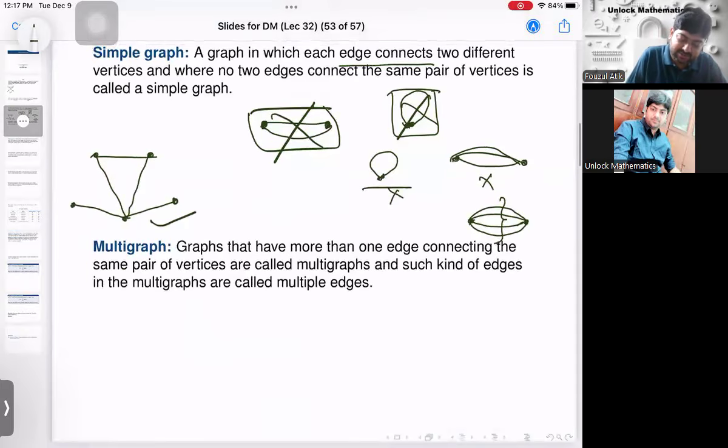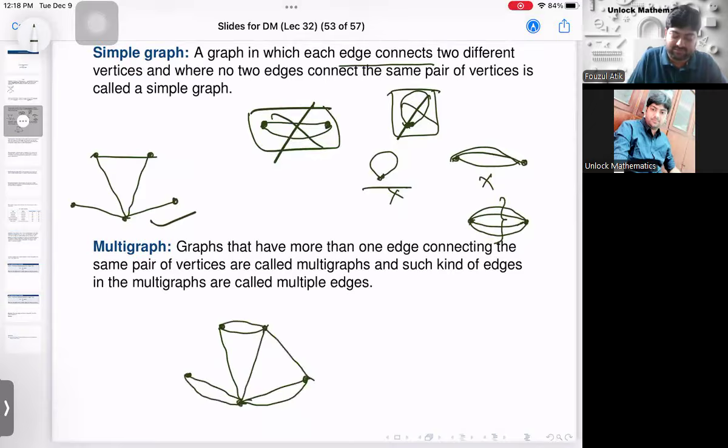Now I'm giving an example. In a similar kind of thing, I have these vertices, and from here to here you have multiple edges, from here to here you have multiple edges, and from here to here you have multiple edges. So this is an example of a multigraph.